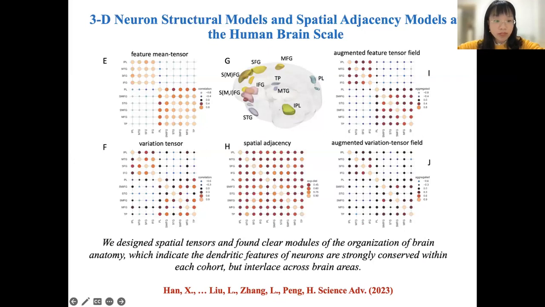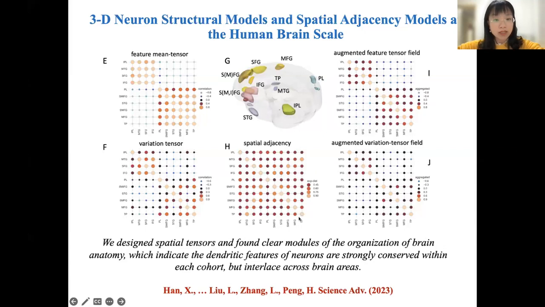After the spatial tensor analysis, we found clear modules of organization of brain anatomy, which indicates the dendritic features of neurons are strongly conserved within each cohort, but also interlaced between regions. For example, we can clearly see after the tensor field analysis that the different brain regions show conserved regions. Especially compared to the spatial adjacency before we used the spatial tensors analysis, it's quite similar.